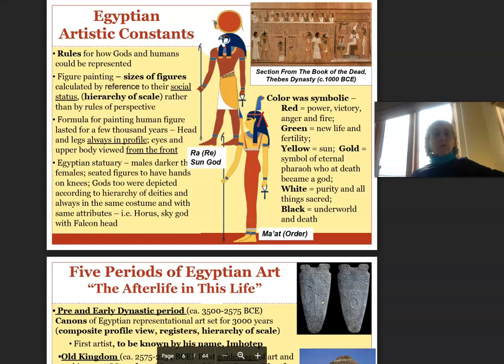In art in Egypt, there were some artistic constants, rules for how the gods and humans could be depicted. In particular, the sizes of the figures. They had a system of hierarchy of scale, whereby the most important figure was depicted as the largest figure.